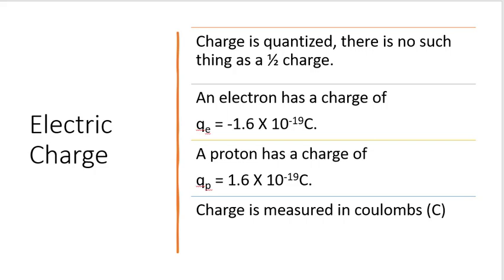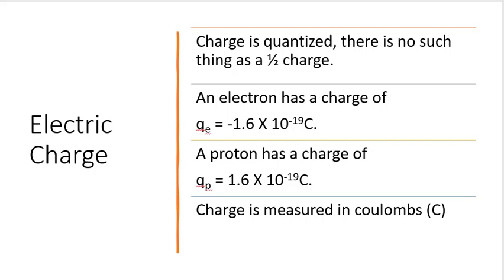Here's a little bit more about charge. Charge is something that we call quantized. So there's no such thing as a half charge. There's not a half electron, there's not a half proton. Well, there are subatomic particles, but we're going to talk about a full charge. So when an ion has a charge of +1 or -2, that is a full charge.